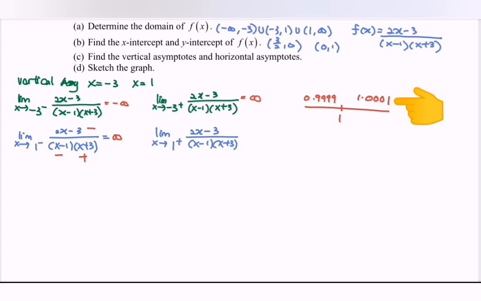Continue, if we substitute 1.0001, we will have negative over here, negative become positive over here, and then finally positive over here. So as x approaching 1 from the right, the graph will be decreasing. So that is the behavior when x approaching 1 from the left and from the right. So the vertical asymptotes will be x is equal to -3 and x is equal to 1.